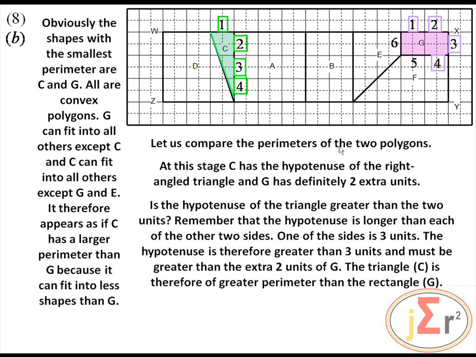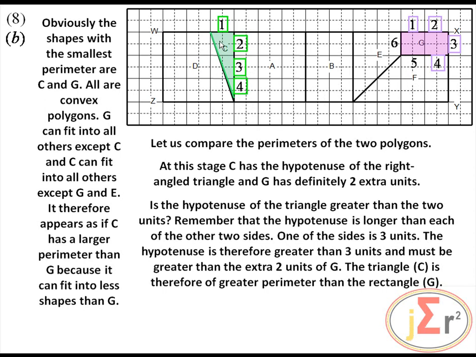So remember that the hypotenuse is longer than each of the other 2 sides. So one of the sides is 3 units. 1, 2, 3 units. So one side is 3 units. The hypotenuse is therefore greater than 3 units and must be greater than the extra 2 units of G. So G has only another 2 units, but we have a hypotenuse of a right angle triangle that has one of the perpendicular sides being 3 units. So we are sure that the hypotenuse is more than 3 units.